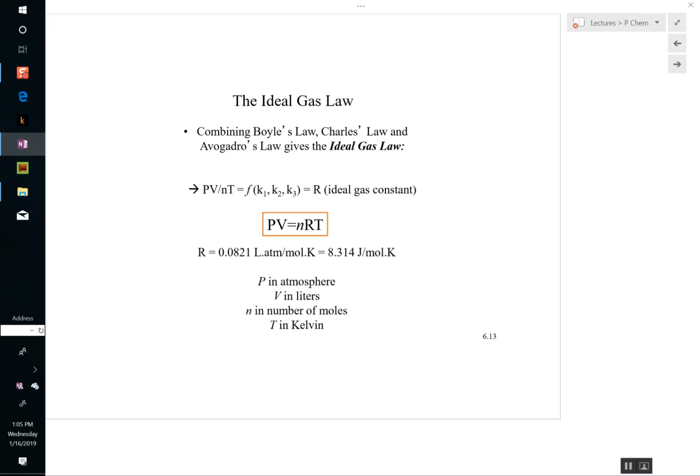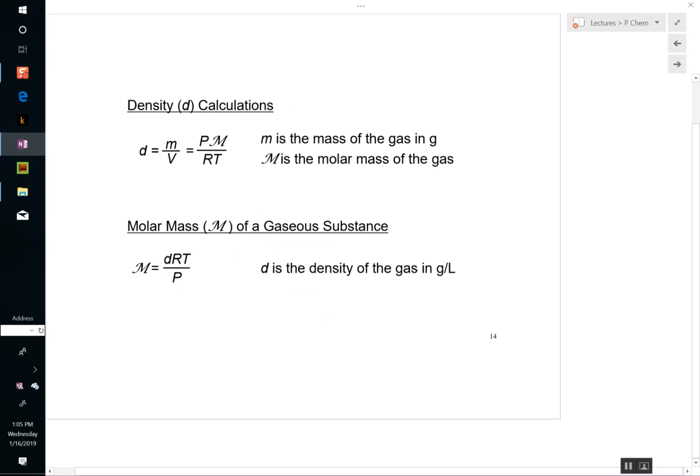Let's just mention a thing about density. You'll have a problem in your homework assignment. It's going to have you kind of assimilate some of these things. You know density: density equals mass over volume. You've got the ideal gas law. If we look at the density of gases a little bit, density equals mass over volume.